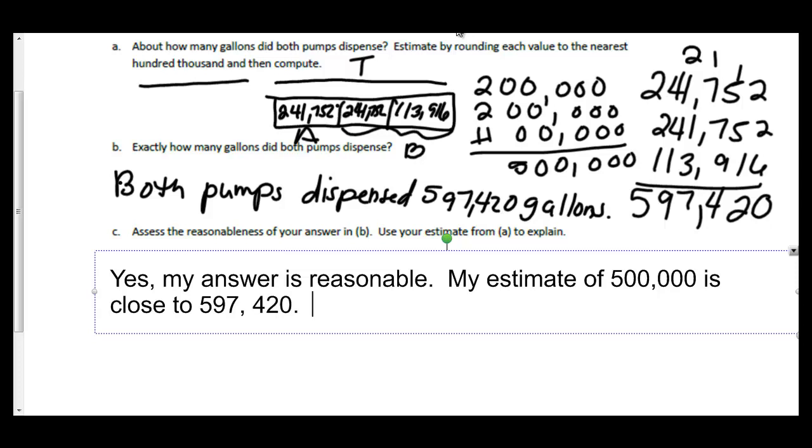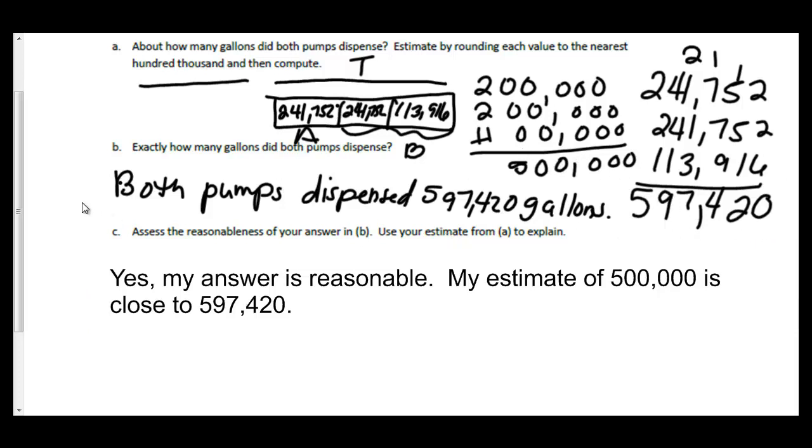And I'm going to go ahead and stop there, but I want you to think about this. You might be thinking, well, 500,000 is not really that close to 597,420. And actually, it's not super close. But the reason why these aren't super close is because I rounded to the hundred thousands place. If I rounded to something a little bit smaller, like to the hundreds or to the thousands, my answer would have been more accurate. But even though it's not super close or super accurate, I still know that it's in the general ballpark area, so I would still say that my answer is reasonable.